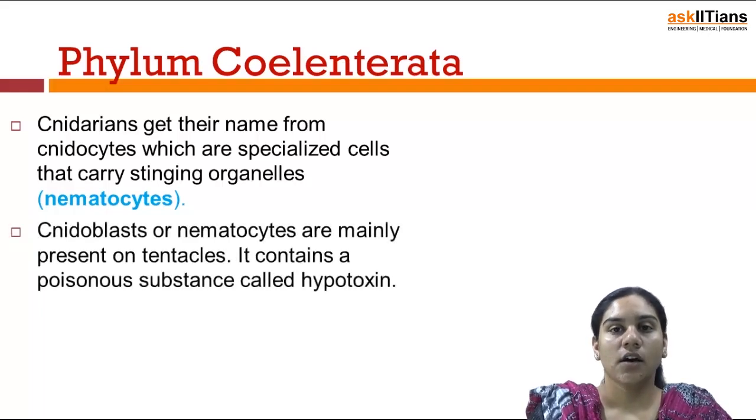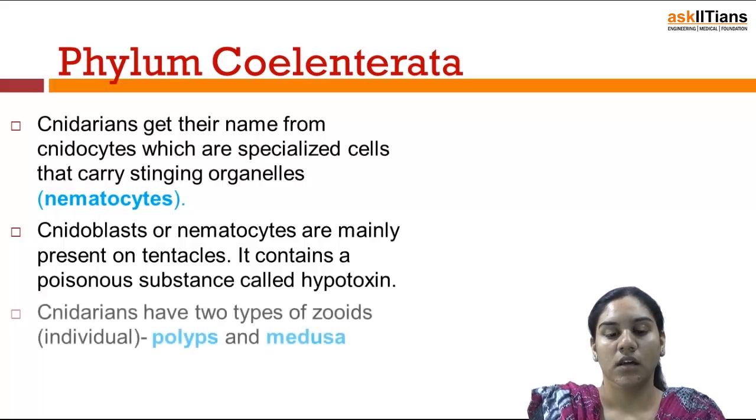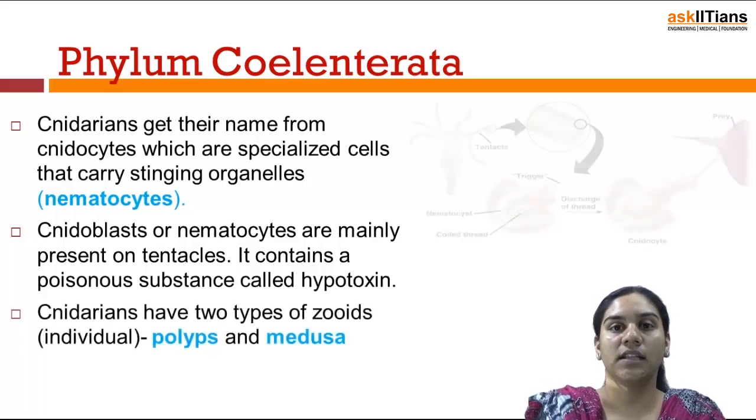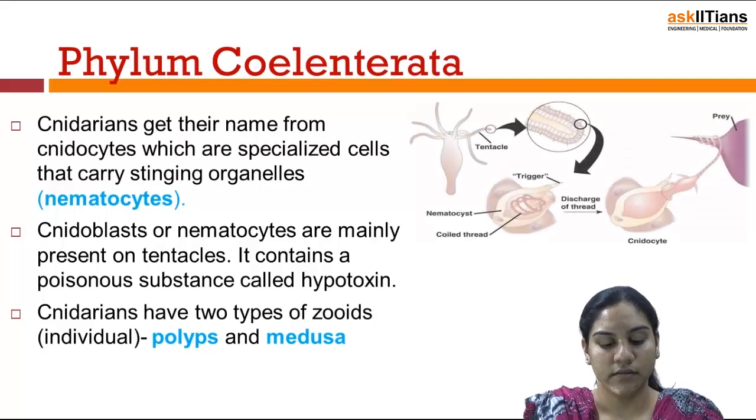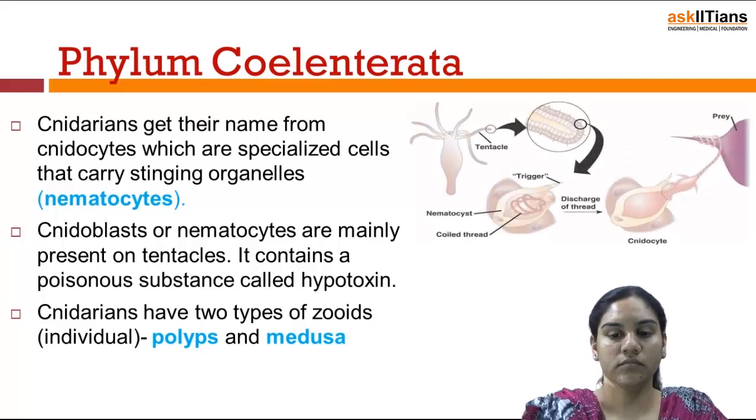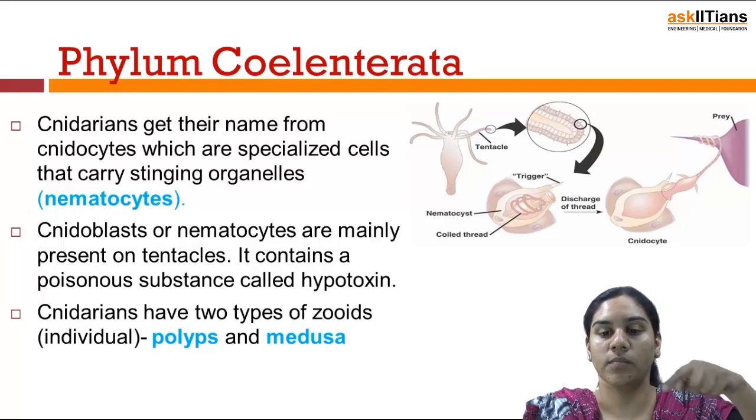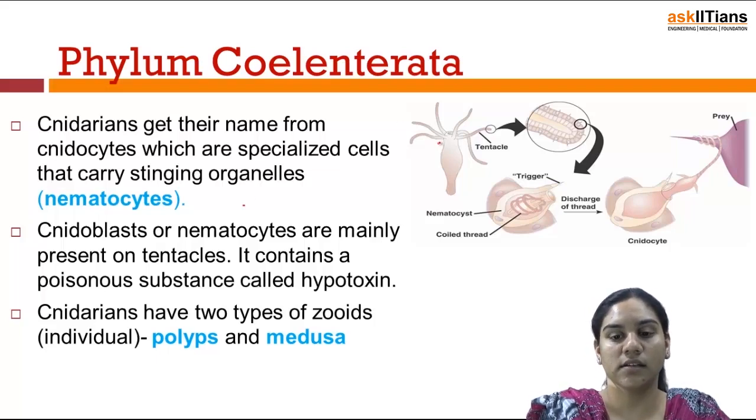The cnidoblasts or nematocytes are mainly present on the tentacles of these organisms. They contain a poisonous substance which is called hypotoxin. Here in this figure, you can see that the tentacles are present around the top mouth of these organisms. These are the tentacles, and this inset shows the presence of the cnidoblast on the tentacles.